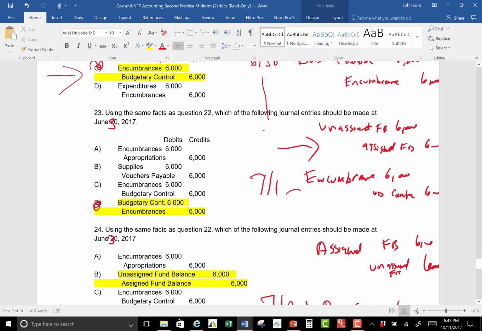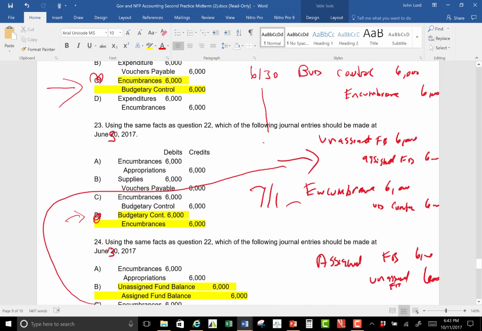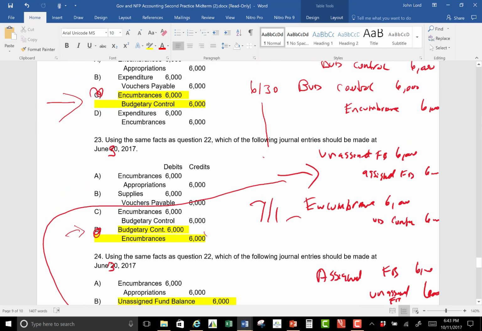Okay, so we debited the unassigned and we credited the assigned right there. We also debited budgetary control and credited encumbrances on 6/30, right? Those were both my 6/30 entries.